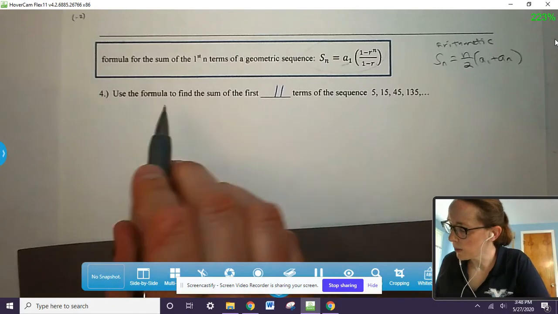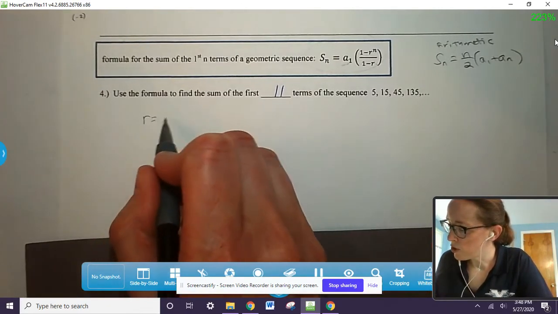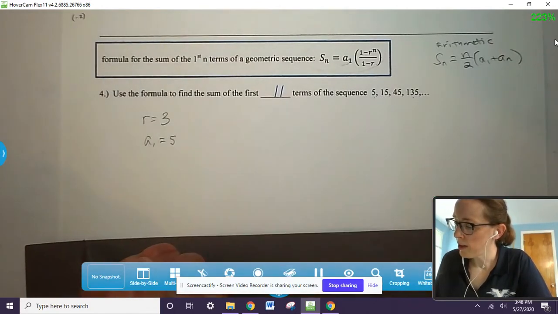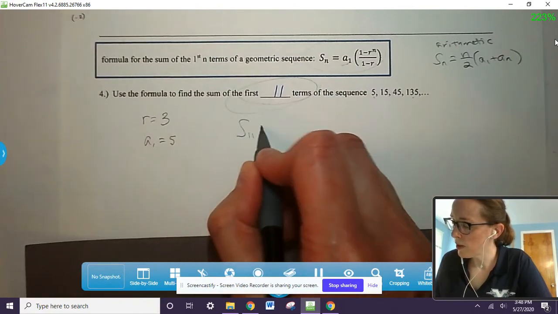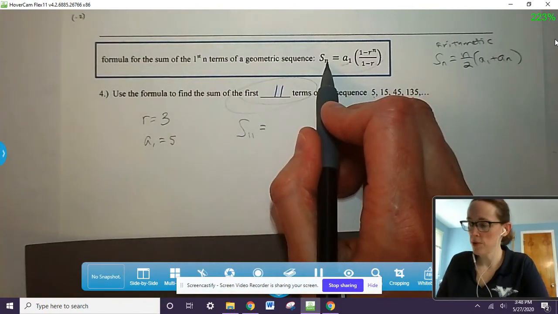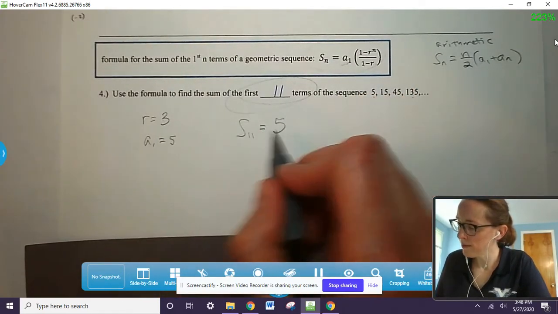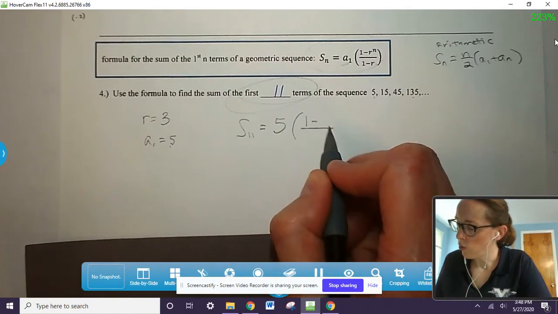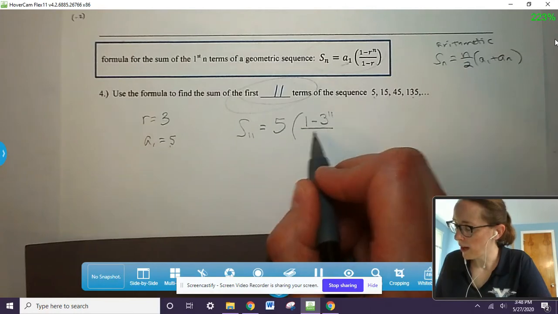So let's go ahead and try this one. This one should look familiar. We found before that the common ratio for this one was 3, and the first term there was 5. And we want to find the sum of the first 11 terms. So if we plug into this formula, this is the number of terms, so 11 terms. A sub 1 is first term, which is 5. Big parentheses with a fraction. It's 1 minus 3 to the 11th over 1 minus 3.